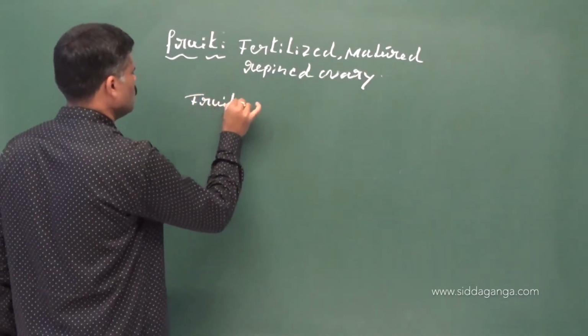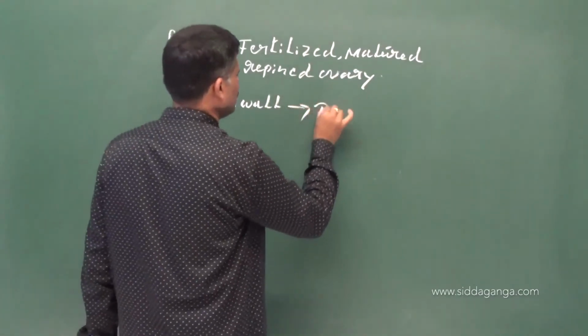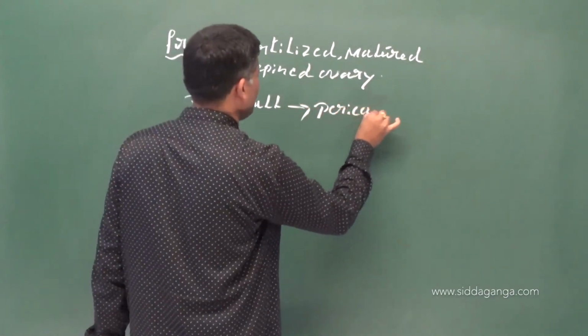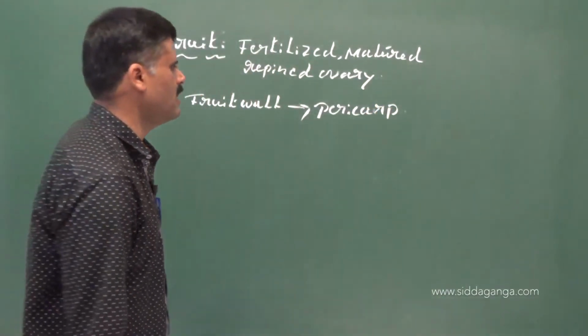Then the fruit wall is called pericarp. The fruit wall is called pericarp.